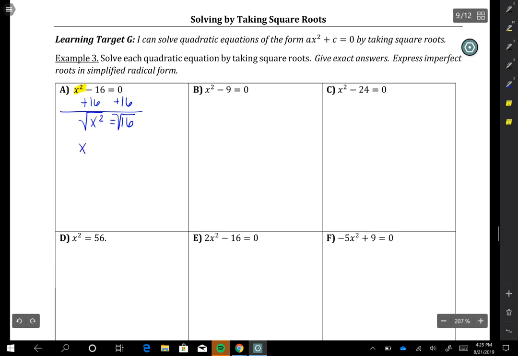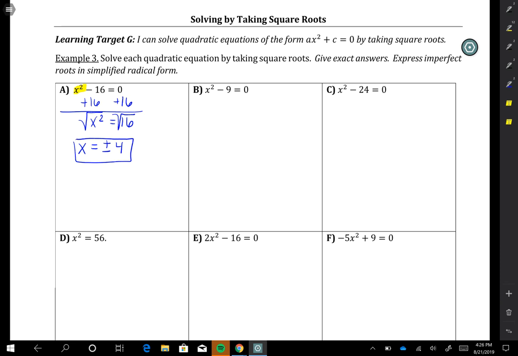Now, when we take the square root as a problem-solving tool, we have to account that you could have a positive square root and a negative square root. The positive and negative square root of 16 is 4. So this actually has two solutions, plus 4 and minus 4.